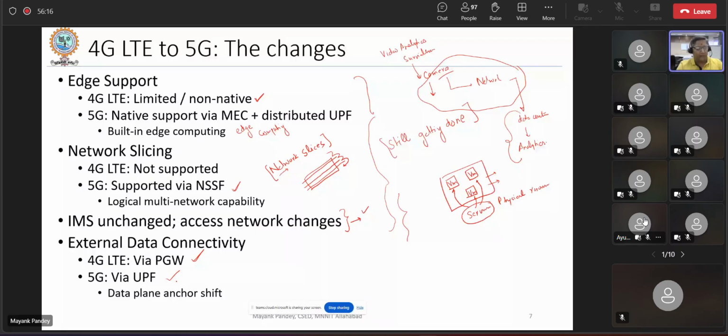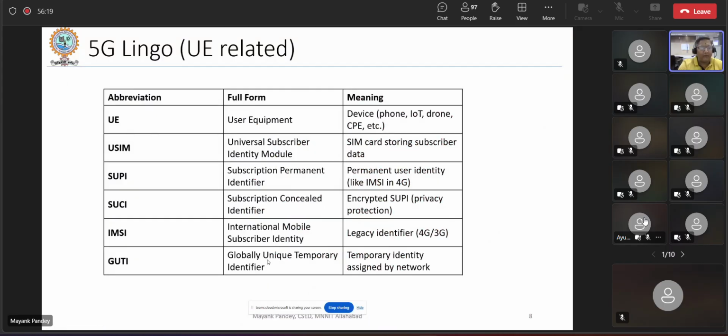Just quickly, the difference of language. When I talk about UE related lingo of 5G, same UE here, UE there. We call it Universal Subscriber Identity Module, which is nothing but a SIM card storing subscriber data. Popularly, they are getting replaced by eSIMs. This is a new term, SUPI. This is known as Subscription Permanent Identifier.